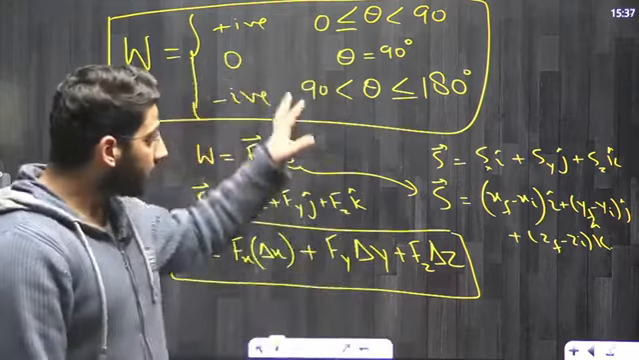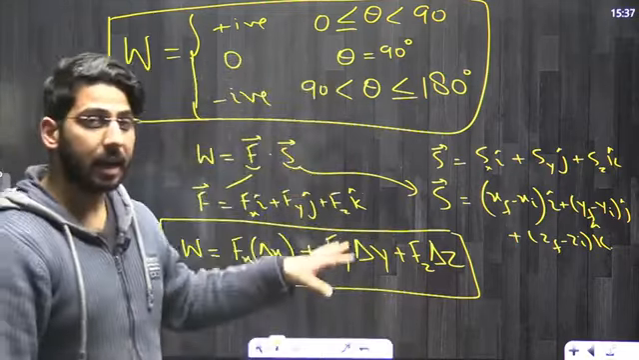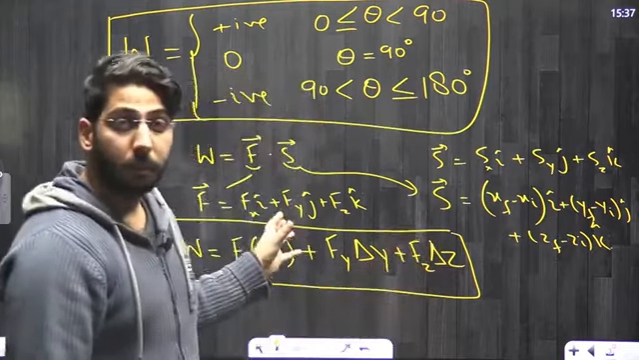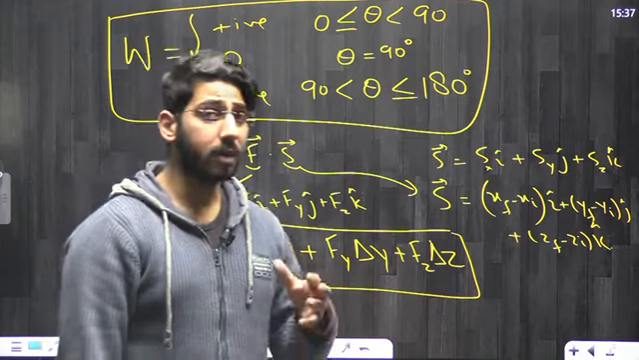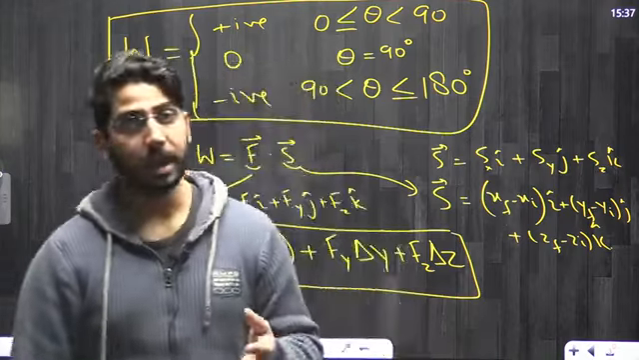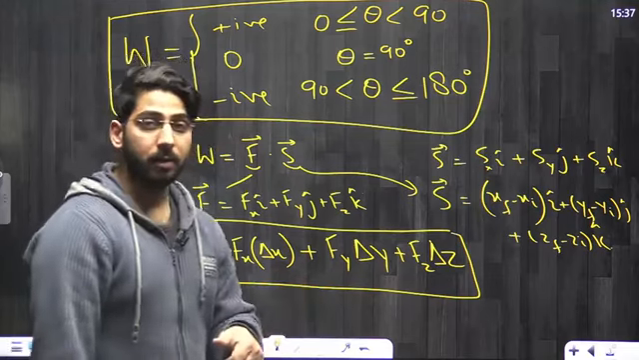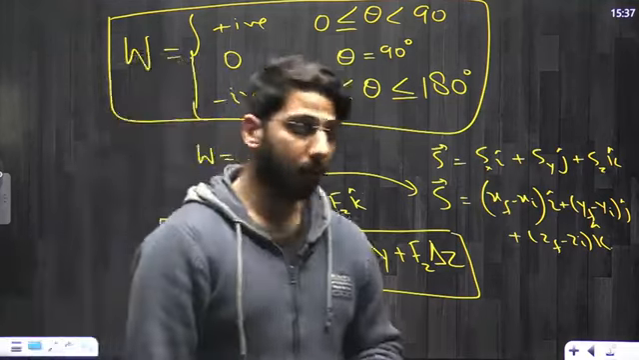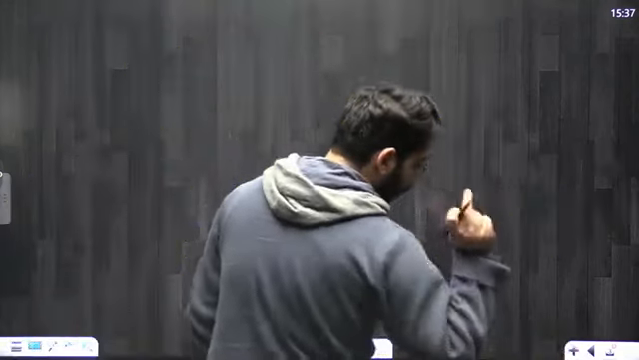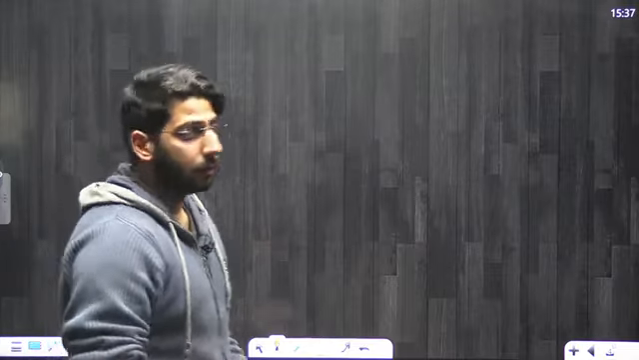Okay, so all the cases I have discussed till now are based on work done by a uniform force. Okay, work done by a constant force. So the force is neither changing in magnitude nor direction, because when I talk about a vector to be constant, it should be constant in magnitude as well as direction. And what if force is not constant? What if force is not constant?